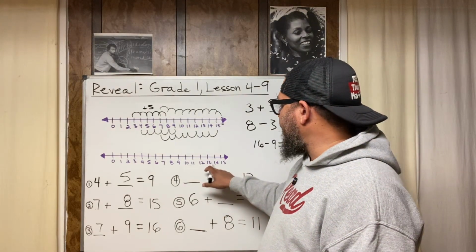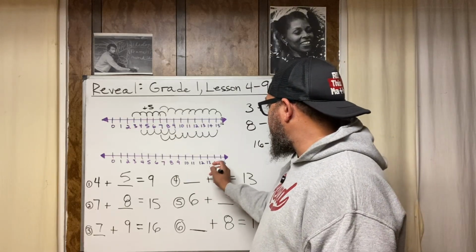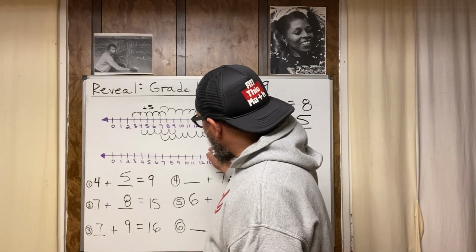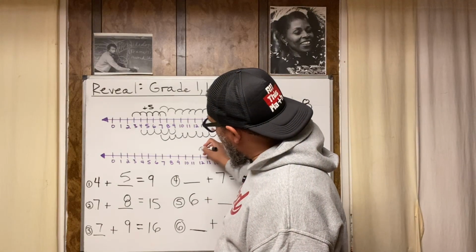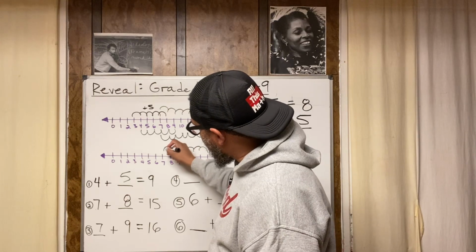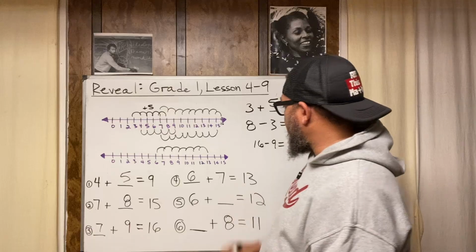Let's go to this number line down here. This one looks a little crowded. So that means we're going to do 13. We're going to go back to find out where the starting point was. We're going to go 7 spaces back. We started at 13. Go 1, 2, 3, 4, 5, 6, 7. We end up at 6 because 6 plus 7 is 13.